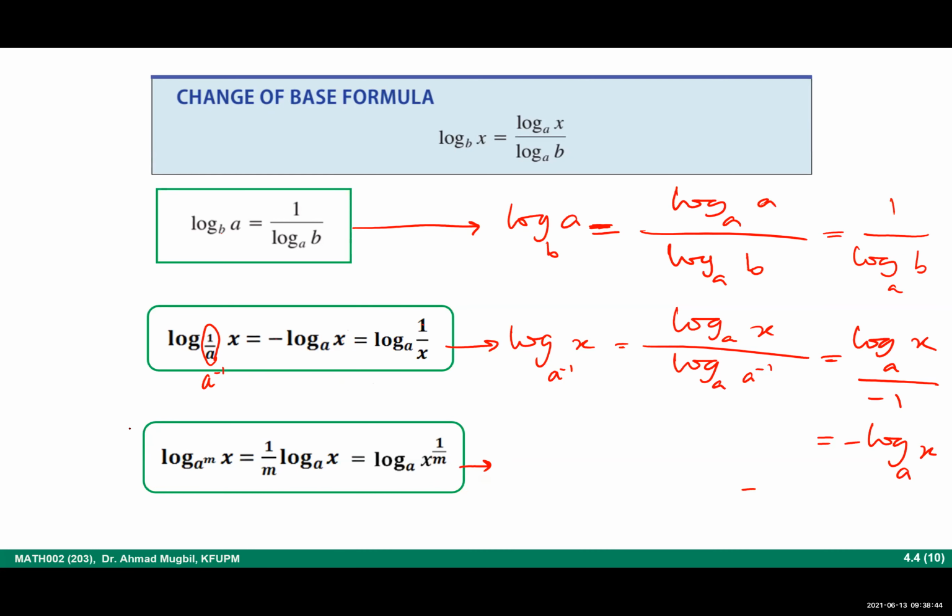You don't need, by the way, to remember these laws, because you can just remember this: use the change of base formula. But this will save your time, of course, when you use it.